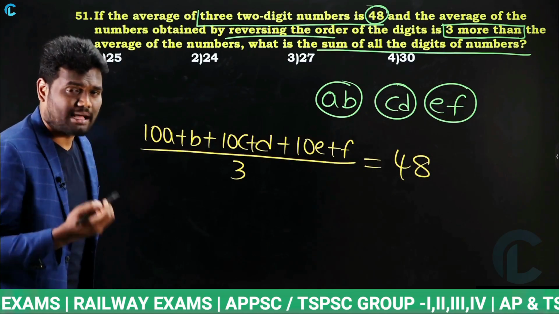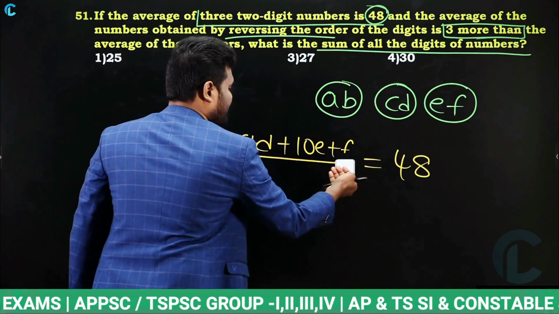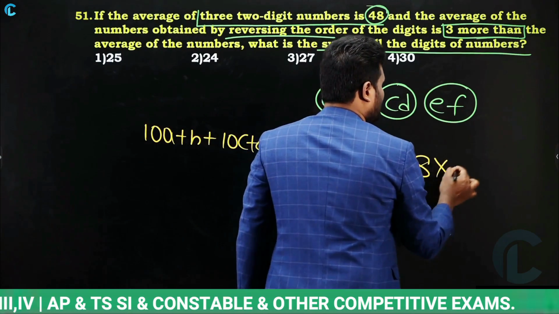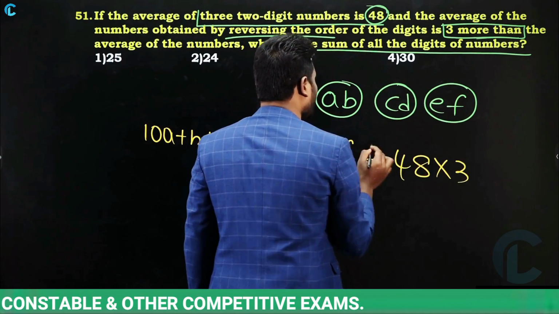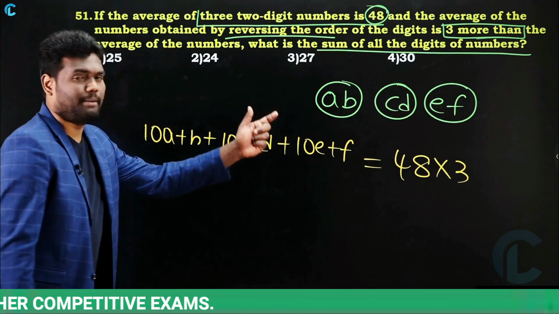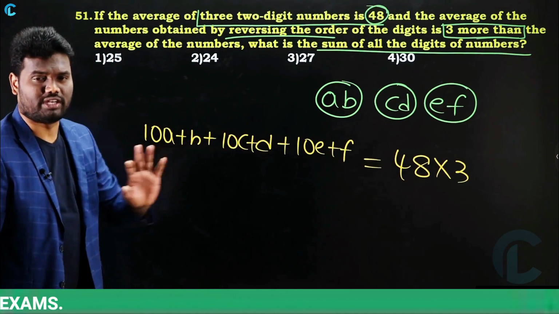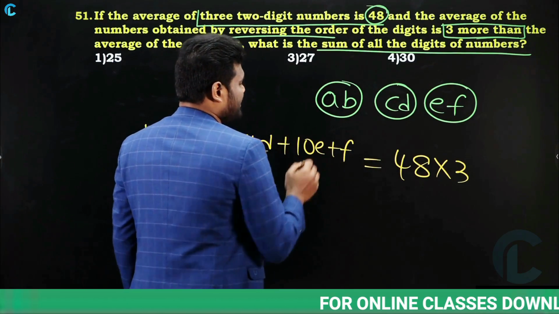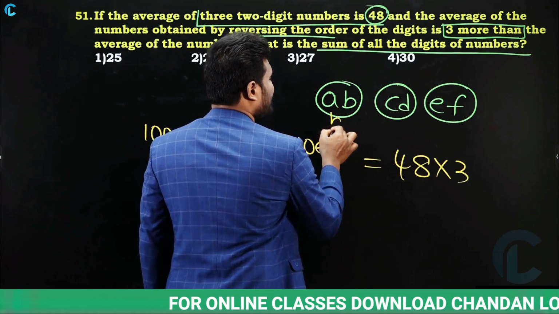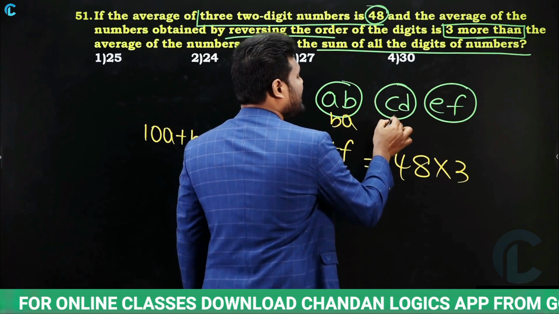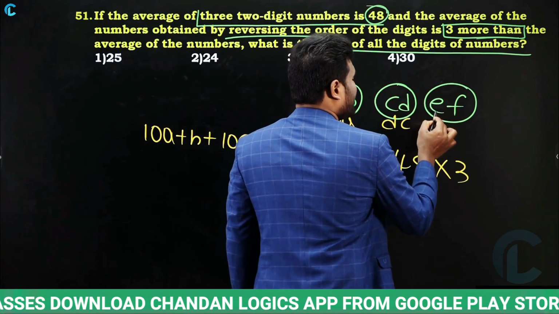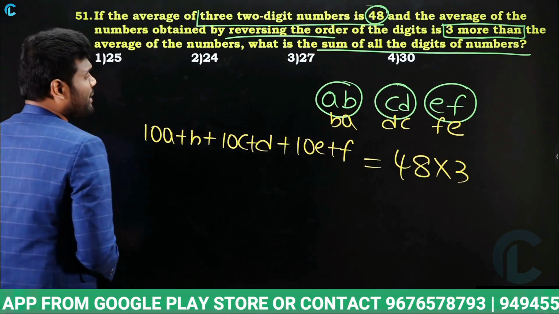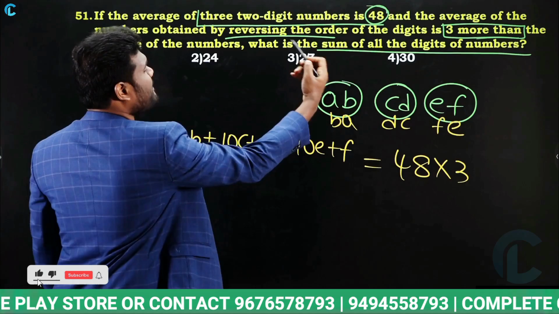If I need to calculate the sum, then what happens? Multiply this with 3. If I need to calculate the sum, just multiply it with 3. Which means the sum of these 3 numbers is going to be 48 into 3. Now what is the question saying? If we interchange, meaning AB should be written as BA, similarly CD is written as DC, similarly EF is written as FE. If you interchange, then what happens to the average? The average is 3 more, it is saying.